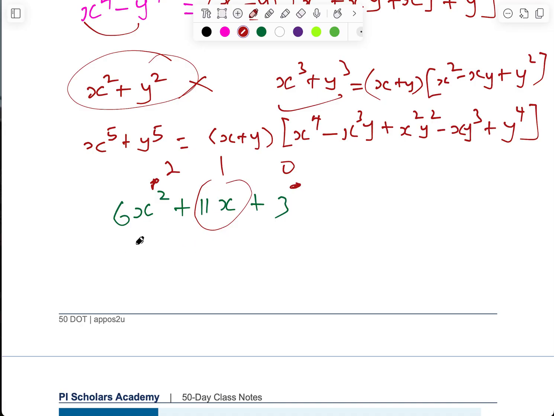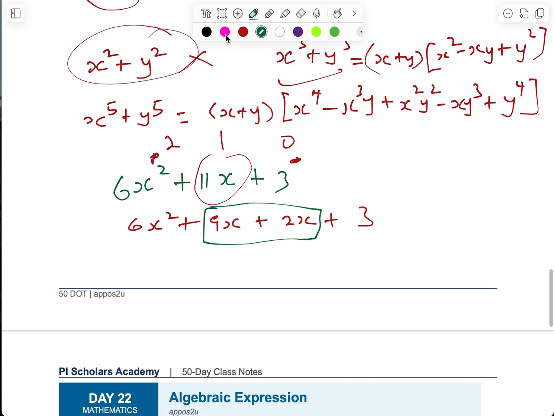So this is going to be 6x squared plus 9x plus 2x plus 3. So what have I done here? I've been able to break down 11x as 9x plus 2x. Now, why is it not 5x plus 6x? Why is it not 1x plus 10x? That I'm going to explain in quadratic equation.